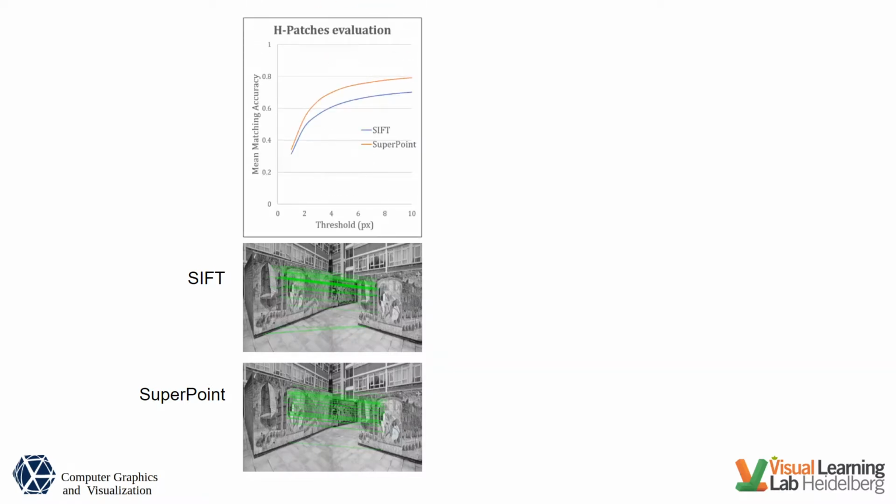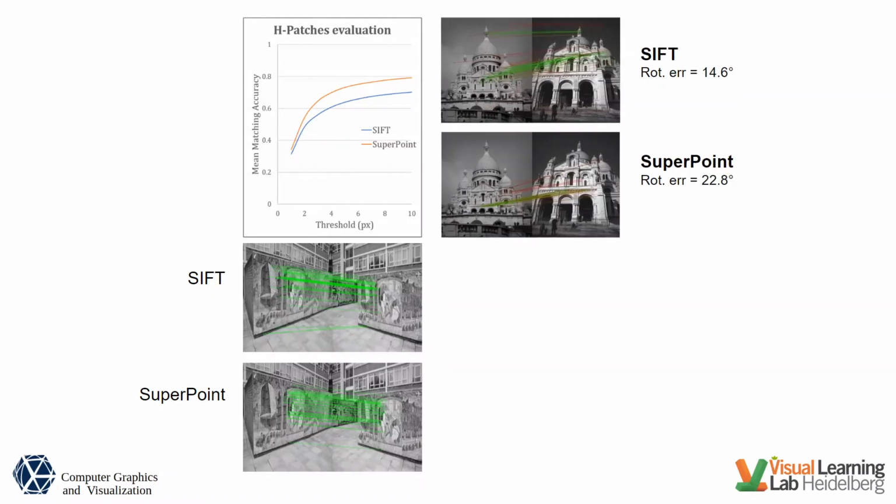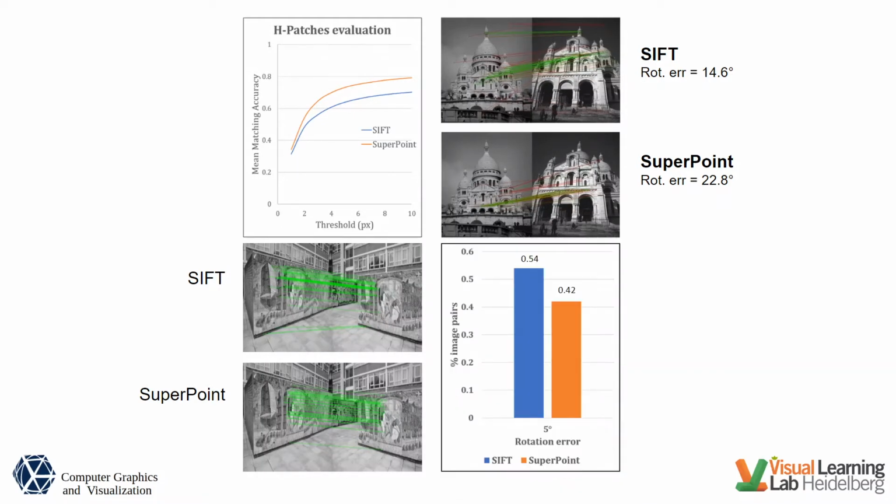SuperPoint produces better results than SIFT on a low-level matching task like H-patches, which deals with finding key points and matches between image pairs. However, when trying to solve a high-level vision task like relative pose between two camera positions, SuperPoint performs much worse than SIFT, despite finding an increased number of key points in the image pairs than SIFT does.